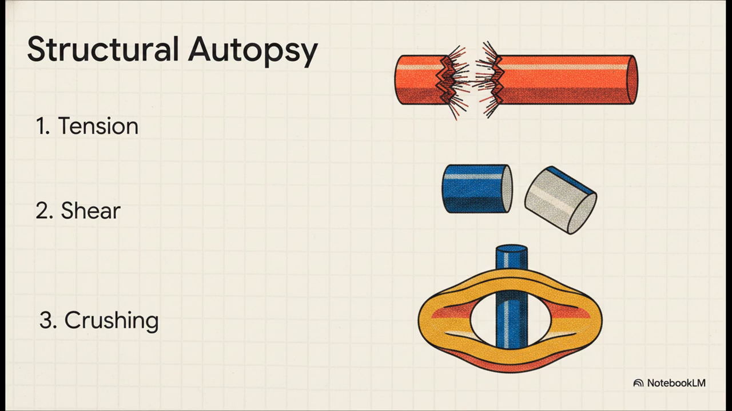In our sort of structural autopsy here, there are 3 primary suspects. Tension failure, where the metal just physically pulls apart at its thinnest cross-section; shear failure, where the pin or rod is sliced clean through; and crushing failure, where localized compressive stress basically deforms and flattens the metal inside the joint.